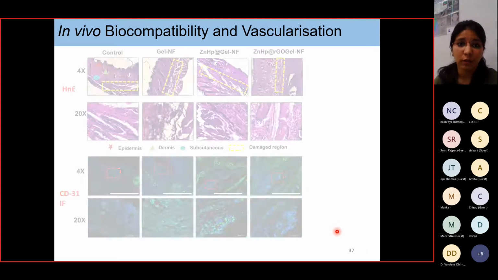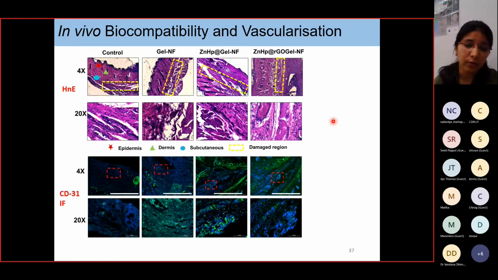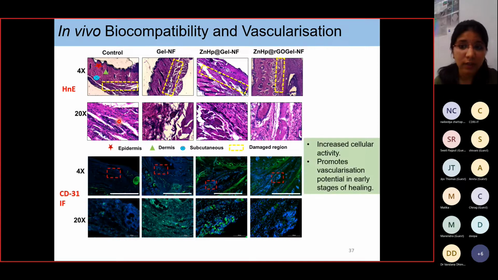The next step was the in vivo biocompatibility and the vascularization. We used a subcutaneous pouch model in which we implanted our materials. This is a defect area, and we could see that there was a higher migration of cells taking place over here, and we could see that the CD31 expression in the case of our final form nanofibers was also increased due to the release of zinc, as we saw in the in vitro studies also. So we saw that there was an increased cellular activity and good vascularization potential, which would aid in the early stages of healing.